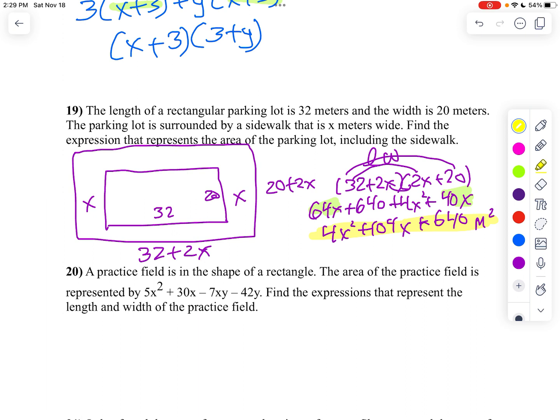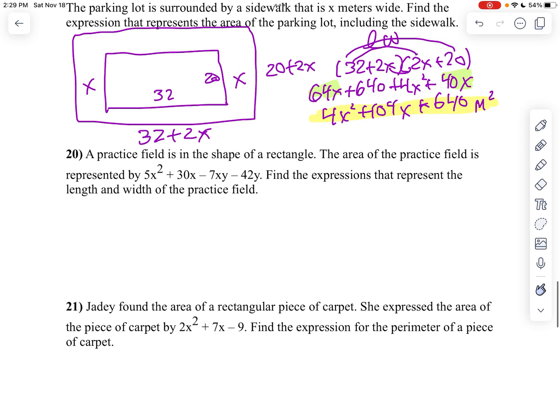Okay, now on the next one, we got a practice field that's shaped in a rectangle. And the area of the practice field is given by those four terms. We want to find the expression that represents the length and the width. So there's four terms. Let's factor this because it's just backwards what we did in the last one. 5x squared plus 30x. We can factor out a 5x. And what's left over is x plus 6.